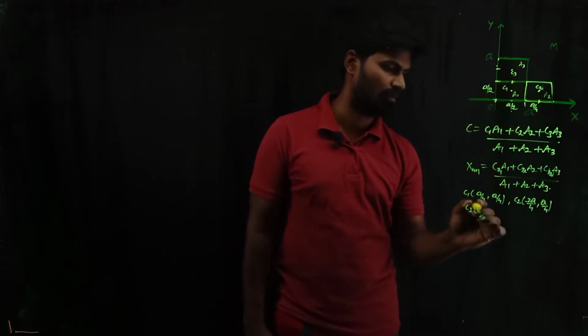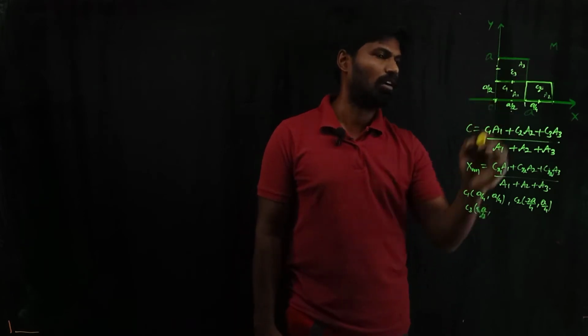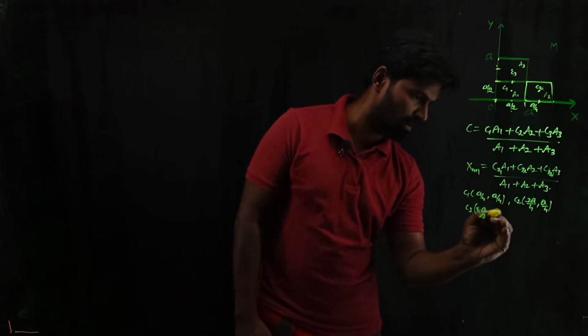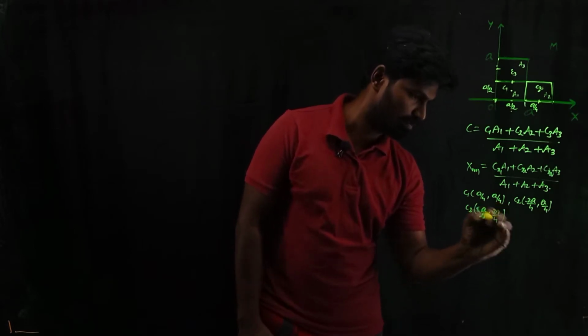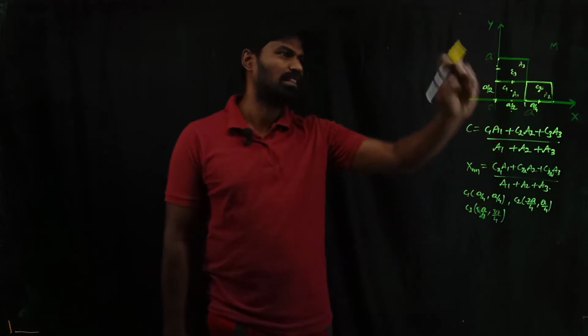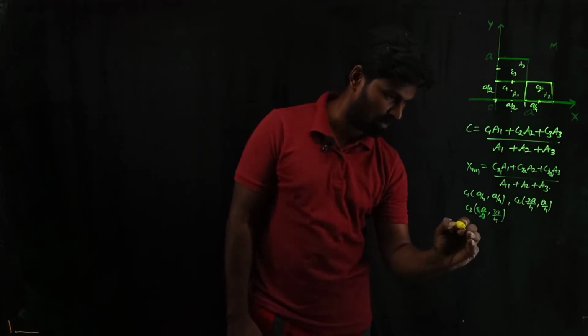Distance from here to here is a by 4. X coordinate is a divided by 4 only. What about the y coordinate? A by 2 plus a by 4, that is 3a divided by 4. So these are the coordinates of center of mass of each and every plate. So for this composite system, if you want the x coordinate, how are you going to write it?